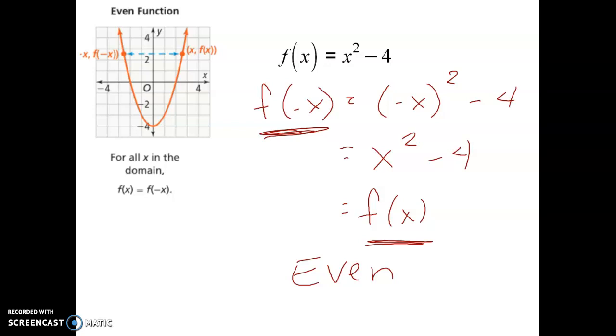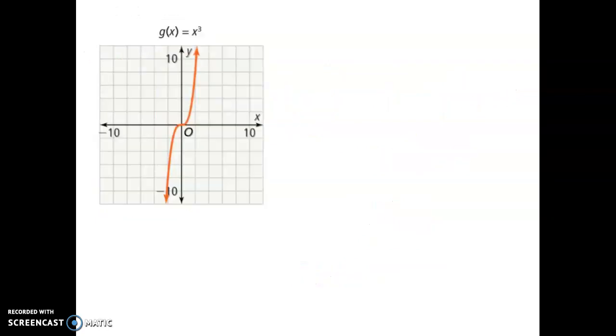So for every even function, if I have the graph, I'm going to see if it's a mirror image on the line y equals x. Right there is where my line is, my axis. Or if I have the equation, I can check to see if f of x and f of negative x are exactly the same.